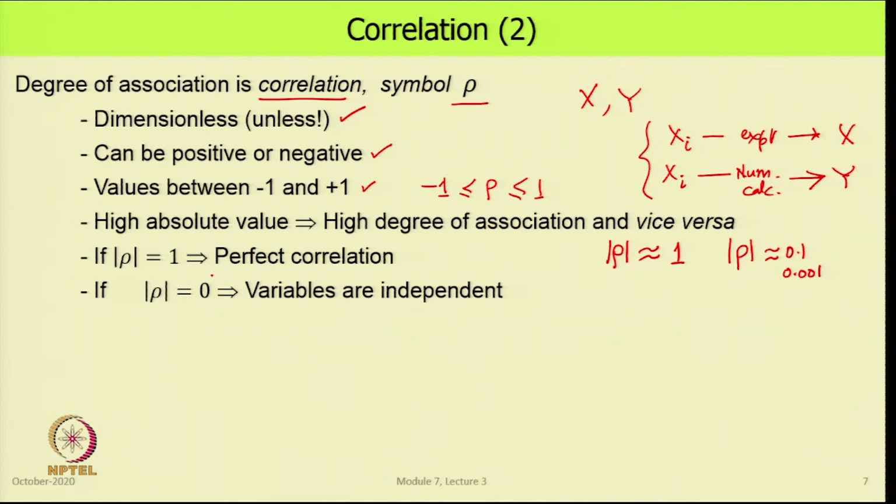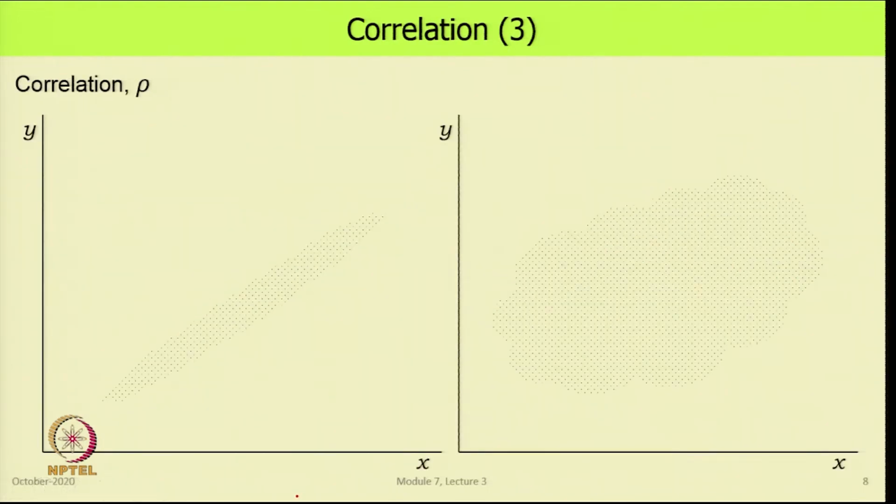If mod rho is 1, we have a perfect correlation. If mod rho is 0, that means the variables are independent of one another. That means there is no correlation between what happens to one and what happens to the other. The two are completely independent and different numbers. So, these are the characteristics of rho, and here are some pictures that tell us what things look like. Here are a bunch of data points which we are saying are spread out.